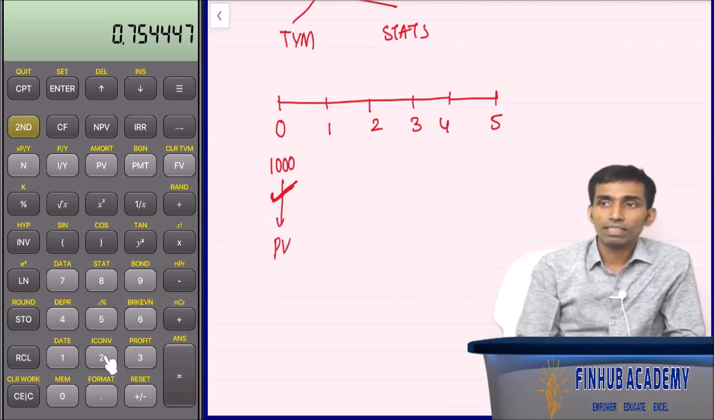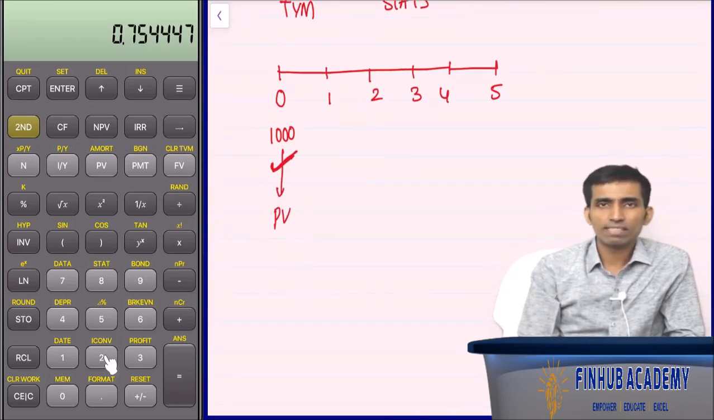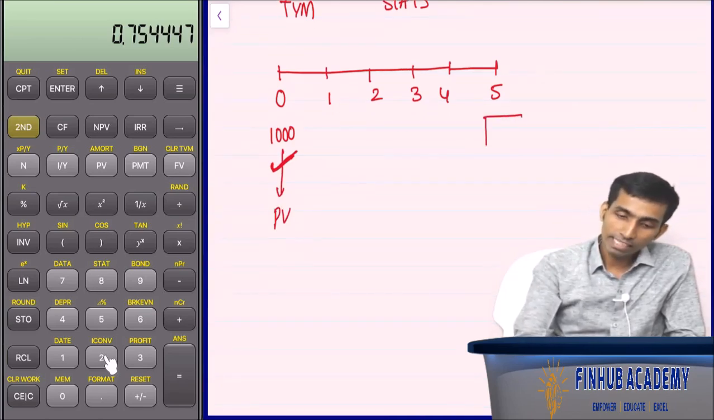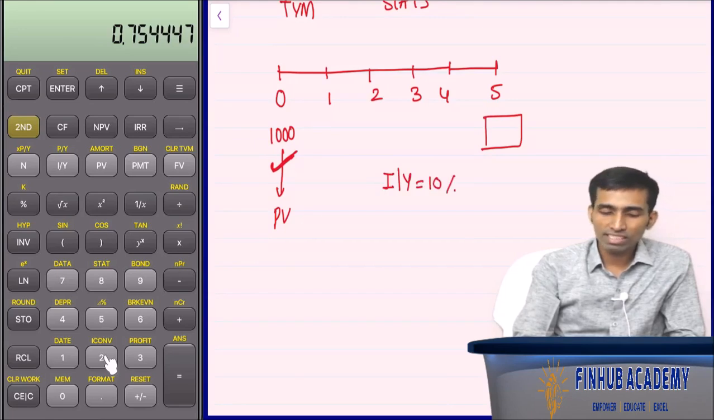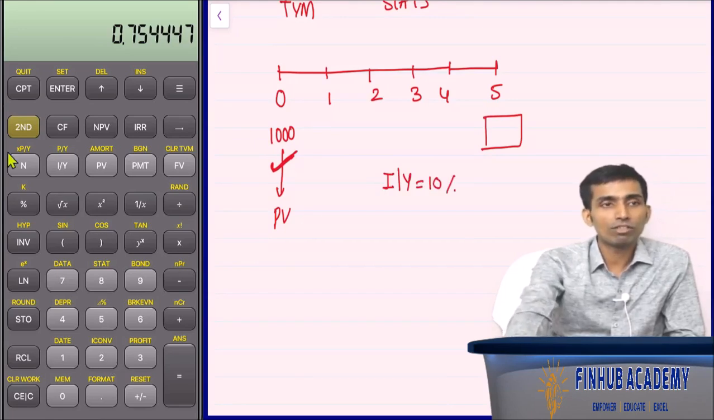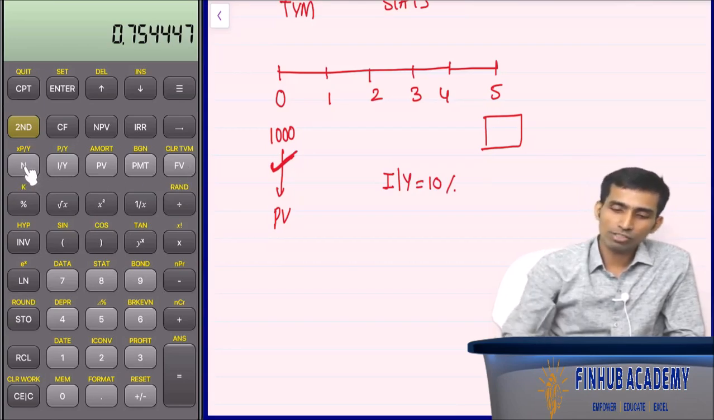Okay, let's say I'm depositing this. How much will I get here at the end of the 5th year if my interest rate is 10%? Now interest, they call it I/Y. This is time value of money going on. So these are the keys. I know the N. So N is how much? 5. So I will press 5 N.